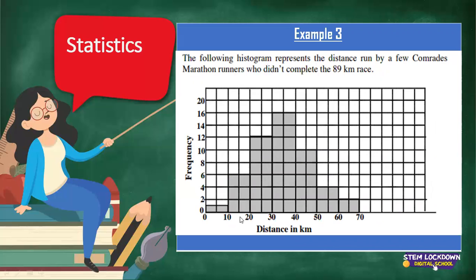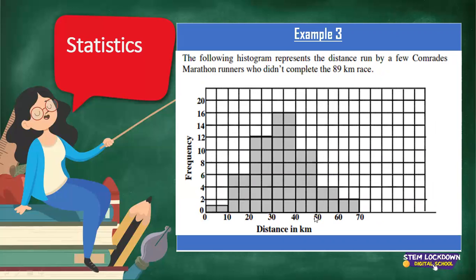So what does this imply at first? This implies that zero people ran 10 kilometers. No, one person ran 10 kilometers. And those who ran between 10 kilometers and 20 kilometers are 6 in number. Those who ran between 20 and 30 kilometers are 12 in number. Those who ran between 30 and 40 kilometers are 16 in number. And then it carries on like that.